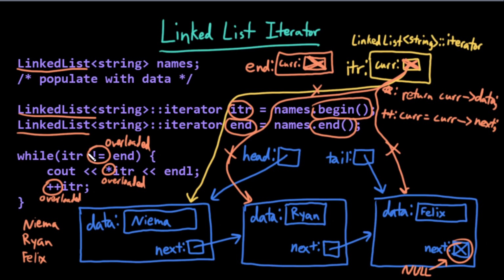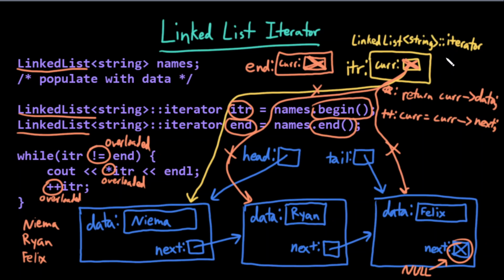Next iteration, iter not equal to end. Iter has a cur pointer that is null. End has a cur pointer that is null. These are equal. Therefore, this is false. I terminate my loop.